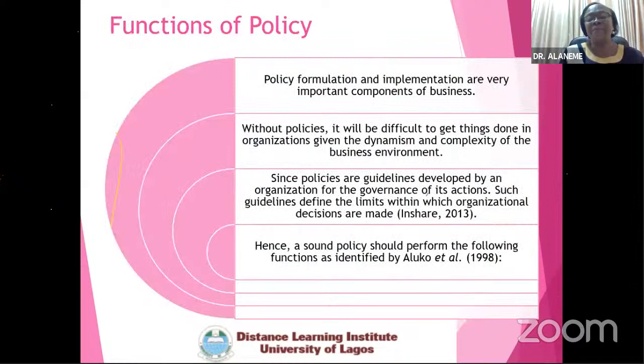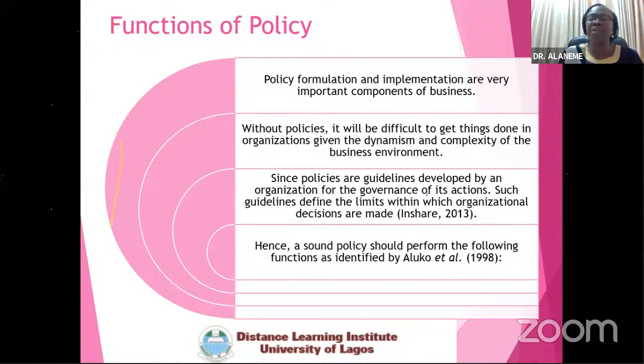Now, what are the functions of business policy? We have said that policy formulation and implementation are very important components of business. And without policies, it is going to be very difficult to get things done in organizations because of the complexity and dynamism of the business environment. Policies are guides, which are developed by organizations to enable them be governed. So they define the limits within which everybody will operate, within which decisions will be made.